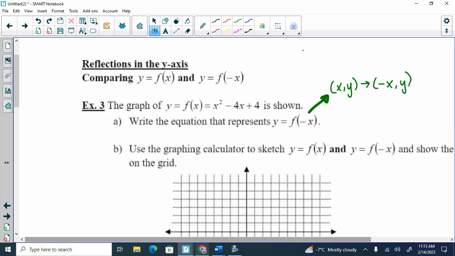Now if I think about it, if I have x's that are positive here, and I negate them, they're going to be here. And if they're negative, they're going to be here. So quadrant 1 moves to quadrant 2, quadrant 2 moves to quadrant 1, right? So what axis am I reflecting in? The y this time, right? So it's a reflection in the y-axis.